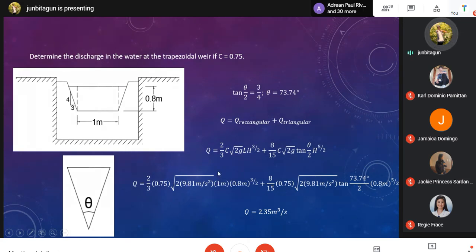Times yung G natin na ito. Okay. L, H. Okay, simple lang naman yan. Direct substitution lahat yan. Para rin dito sa triangular, direct substitution lang din. Take note, same sila ng C value, no? C constant. Pero dito, under tangent theta over 2, ang gagamiting theta ay yung kabuuan, no? So, ang lagay nyo dito ay 73.74 na theta divided by 2. Sana, yan na yung flow rate natin finally as 2.30.